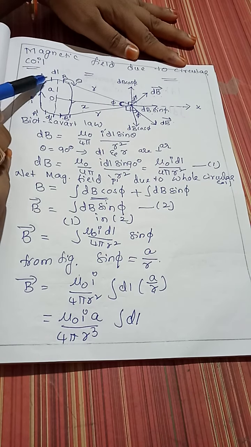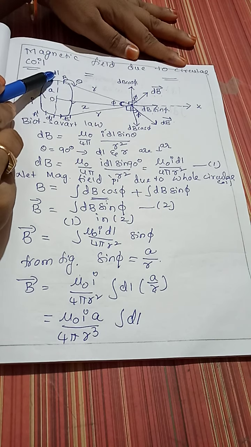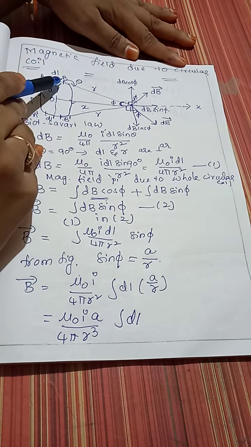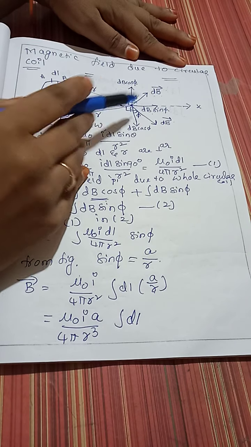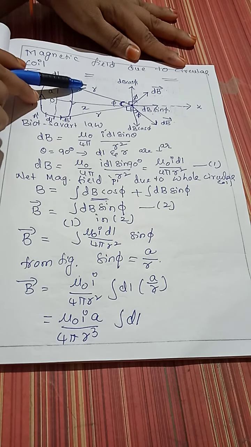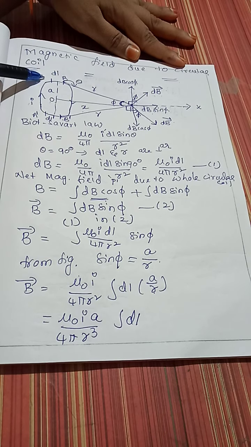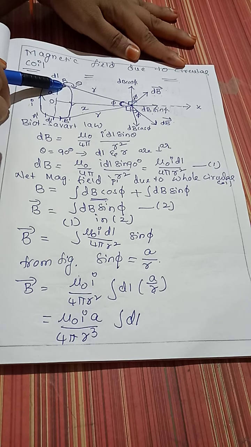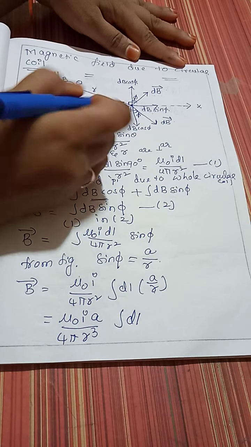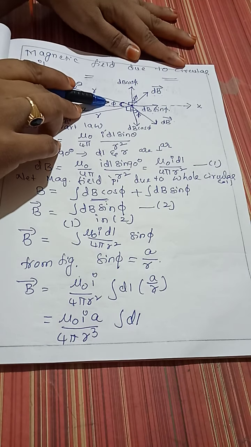For that, we considered a small element AB of length dl on the circular loop. Join this element with point P. Let the joining line be r, making an angle theta with the element. Here the angle between the straight lines OP and BP we took as phi.